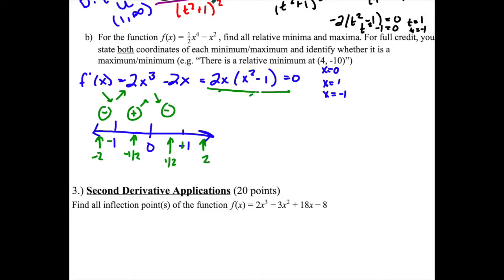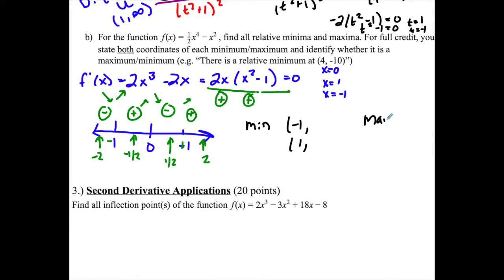Finally, let's plug in positive 2. So 2 times 2 is 4. That's positive. Okay, 2 squared is 4, minus 1 is 3. That's also positive. So it's a positive times a positive, which is a positive. Okay, so what we have here is a min, a max, and a min. So we have a min at negative 1 comma something and 1 comma something.